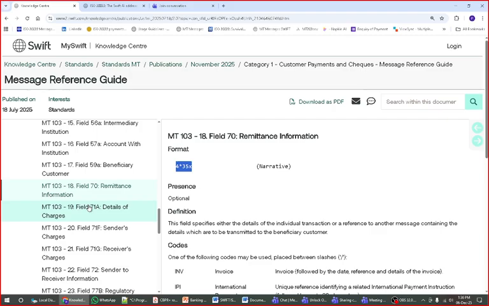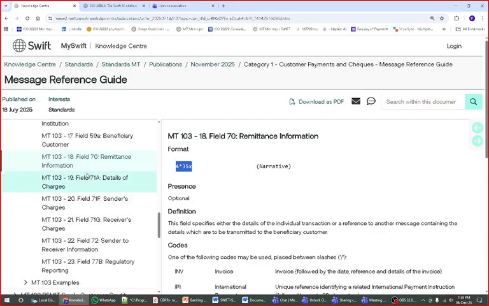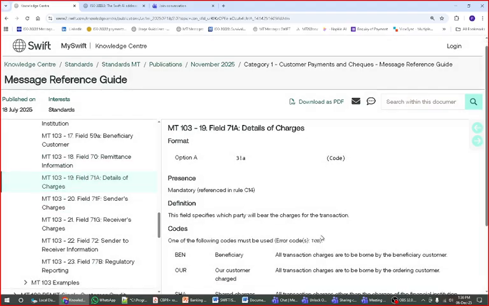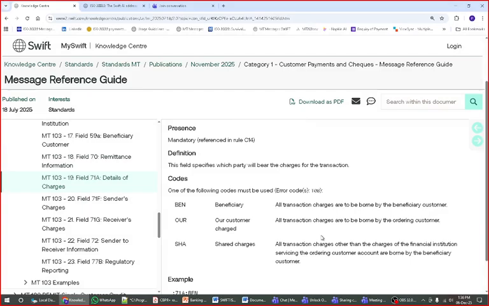Now the next field is charges. We are going to study the charges. We discussed in one of the previous sessions in basic banking, whenever we are sending a payment, there should be three charge options involved here. When you are sending the payments, three charges means who is going to bear the charges, and those three clauses are mentioned here. So BEN means the beneficiary is bearing the charges. All the transaction charges are borne by the beneficiary customer.